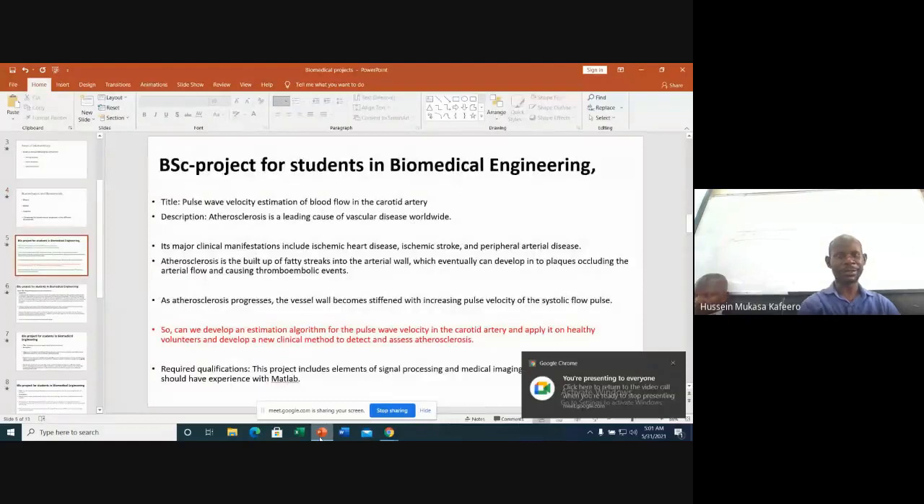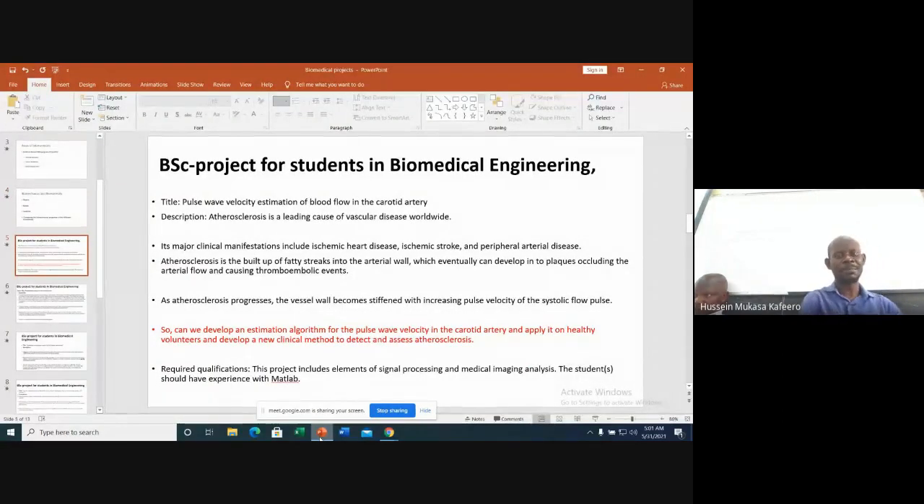We can look at cases like velocity estimation of blood flow through the carotid artery. Is it possible to develop a model that can determine the normal flow of blood through the carotid artery, to identify those who have a problem when the flow has been interfered with? If we can collect data from volunteers, we can come up with an algorithm that helps us determine the flow of blood through the carotid artery. This requires a student with medical image analysis skills and experience in the software MATLAB.